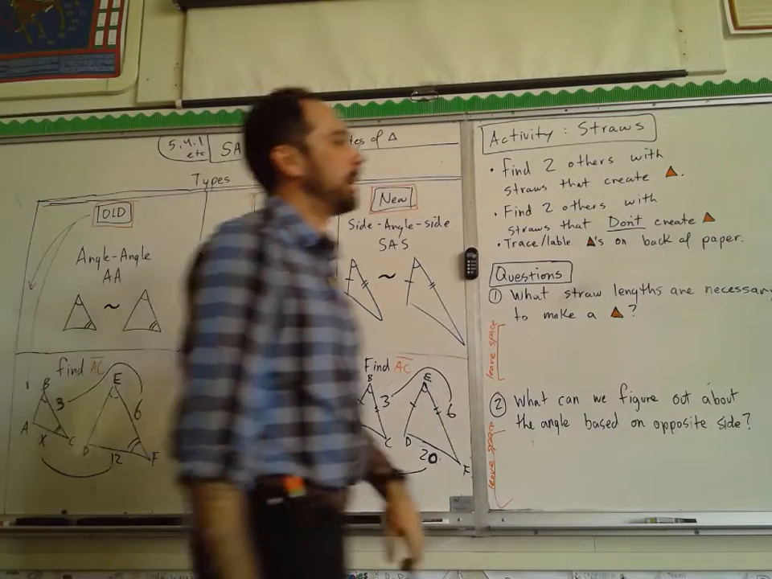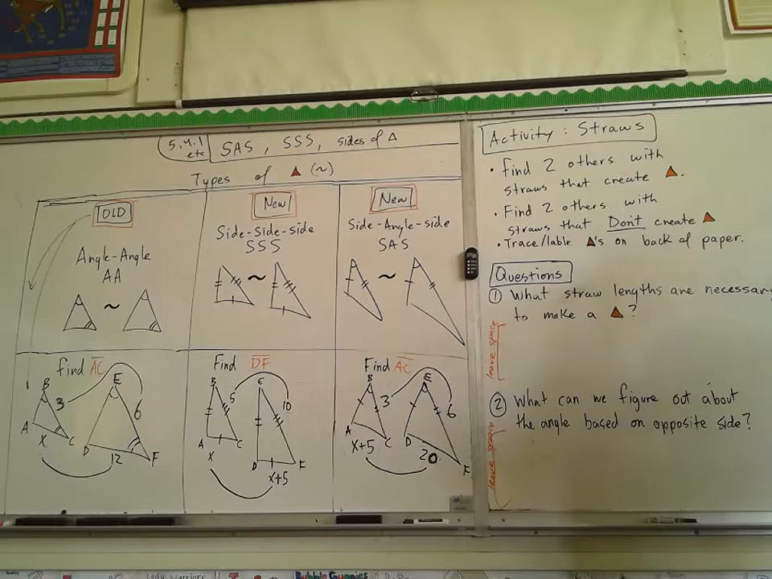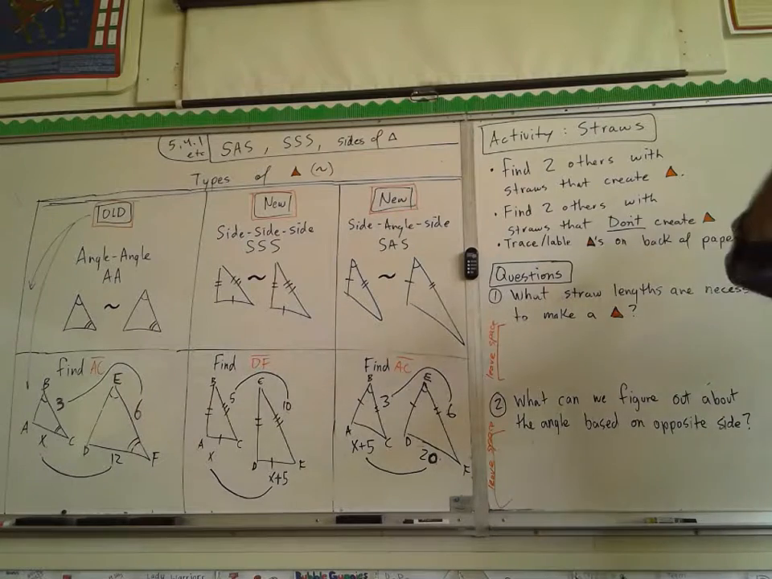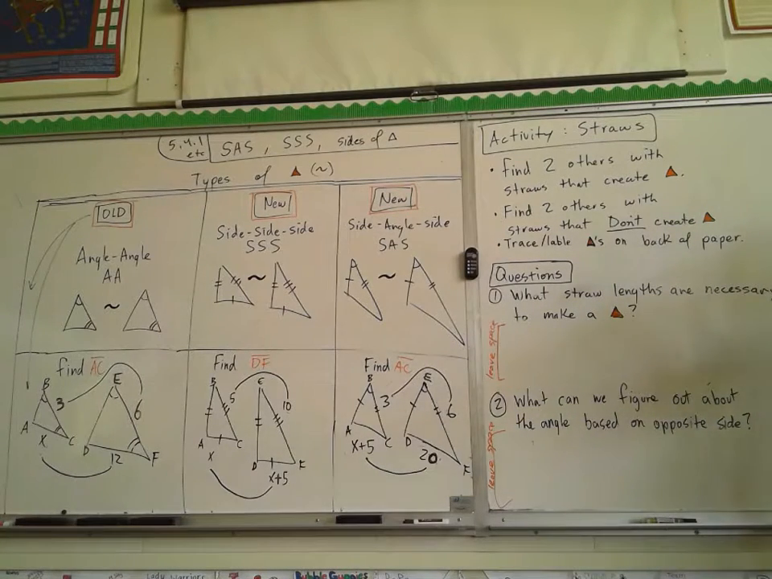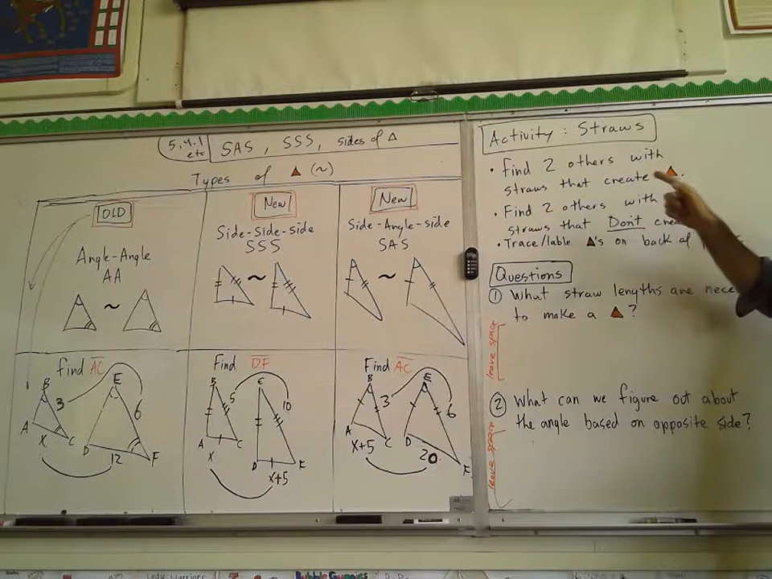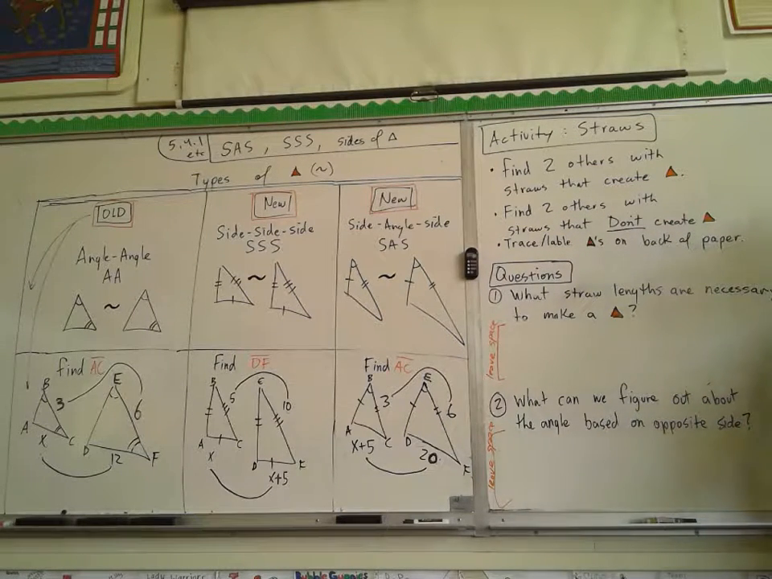All right, here's how the activity is going to go. Everyone has one length of straw. It doesn't matter which one it is. To make a triangle, you've got to find 2 other people, right? That's what you're going to do. So first off, you're going to find 2 others with straws that create a triangle. There's going to be some combination of straws that don't make triangles, and there's going to be some that actually do make triangles. So the first part here is to find 2 others with straws that create the triangle.